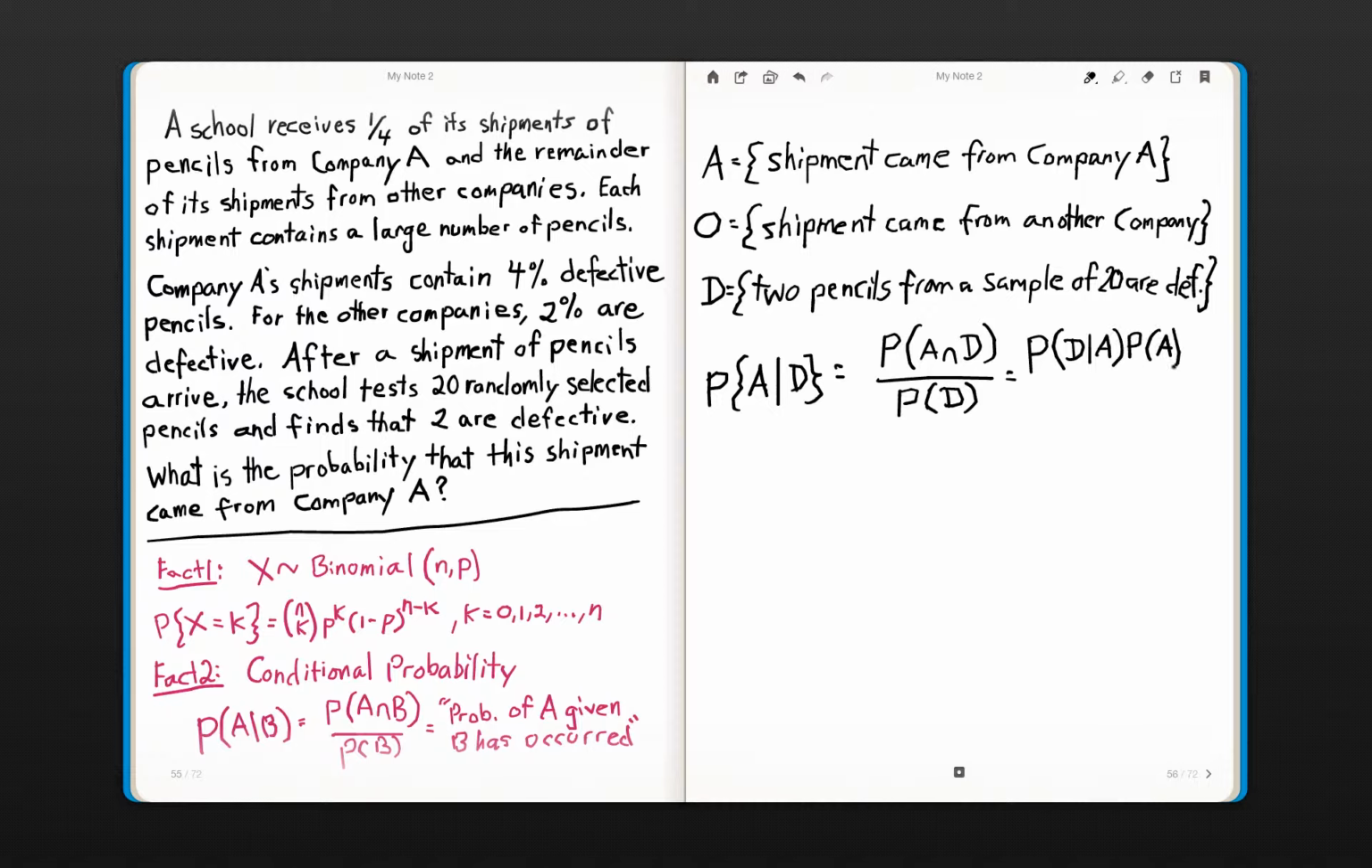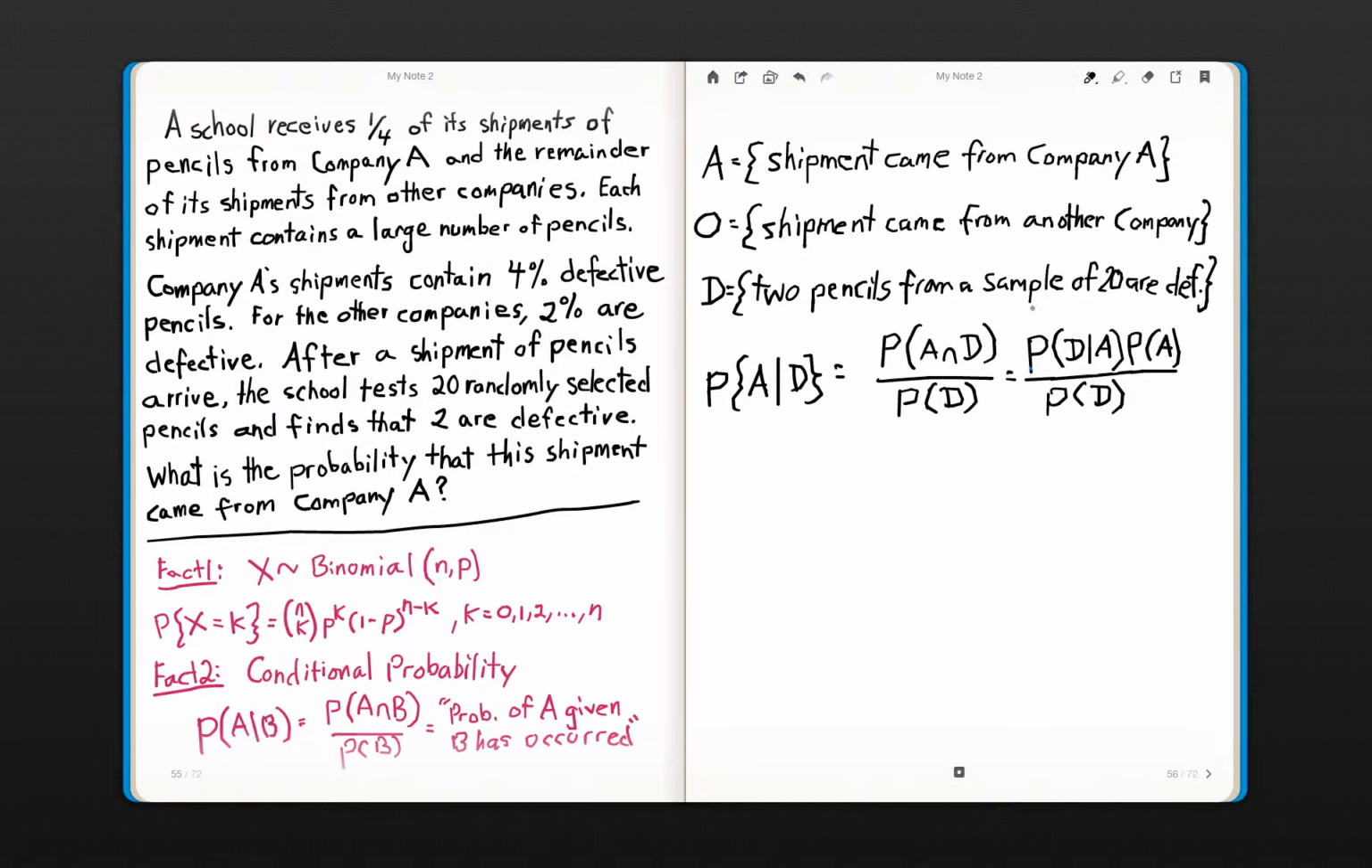And you'll see why we're doing this in a moment. This is essentially Bayes' theorem at play here. We're going to leave that probability of D, because we're trying to cast what we're looking for into expressions that we know. So if you look at this, you'll see why I did this. Probability of D, that's the probability that 2 pencils from a sample of 20 are defective, given the shipment came from company A.